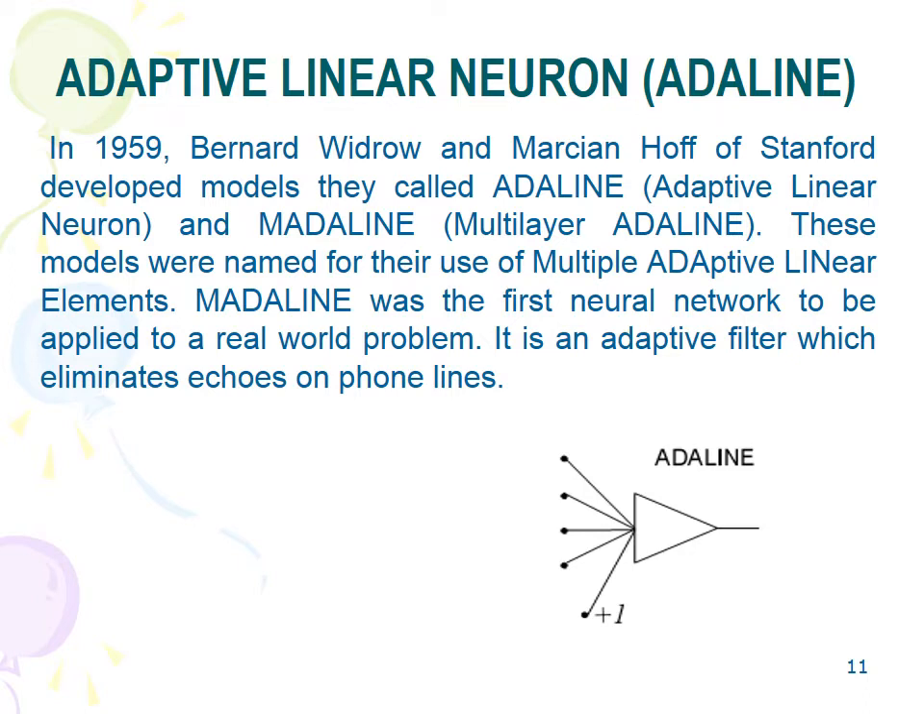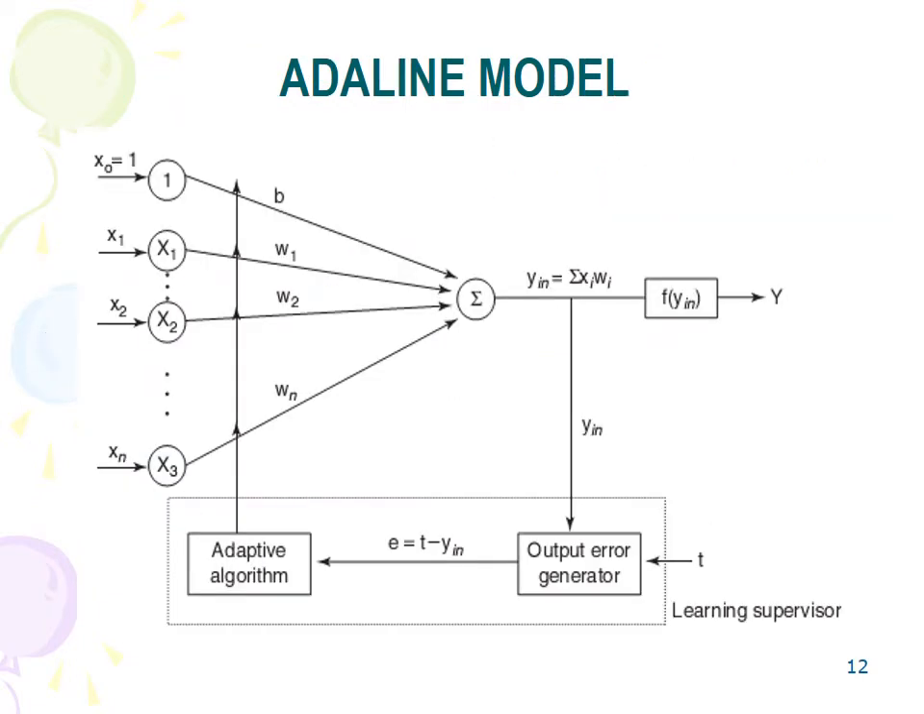Madaline was the first neural network to be applied to a real world problem. It is an adaptive filter which eliminates echoes on phone lines. So this is what Madaline was used for. This is the Adaline model. It has an adaptive algorithm and an output error generator.